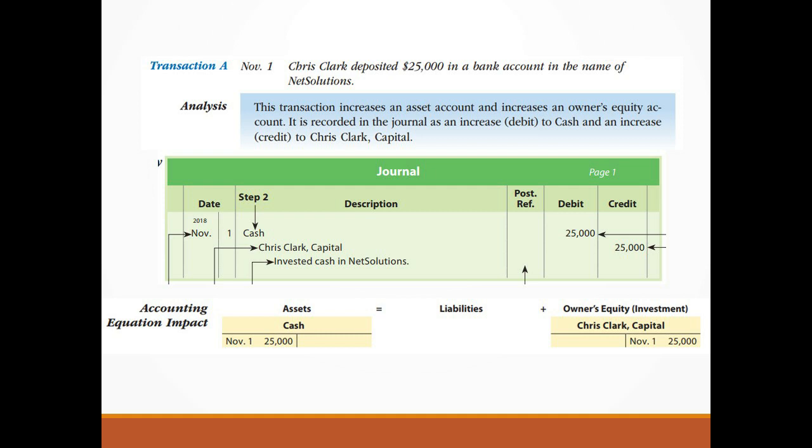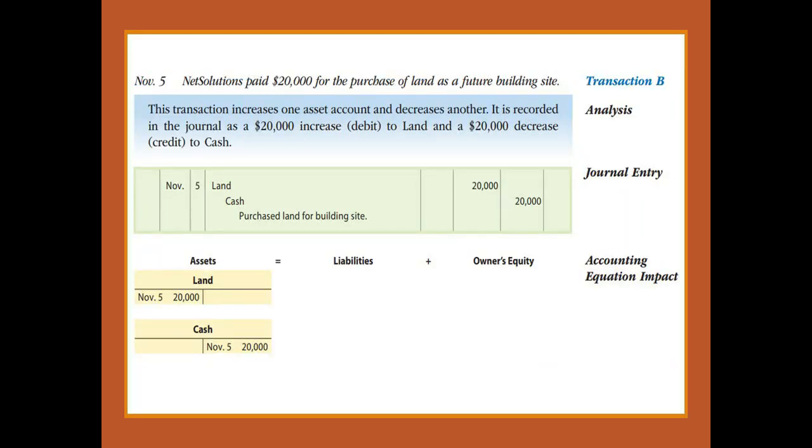Transaction B. 5 November. NetSolutions paid $20,000 for the purchase of land as a future building site. This transaction increases one asset account and decreases another. It is recorded in the journal as a $20,000 increase or debit to land and a $20,000 decrease or credit to cash. The accounting equation impact is assets, that is land, increased $20,000 and cash decreased $20,000.